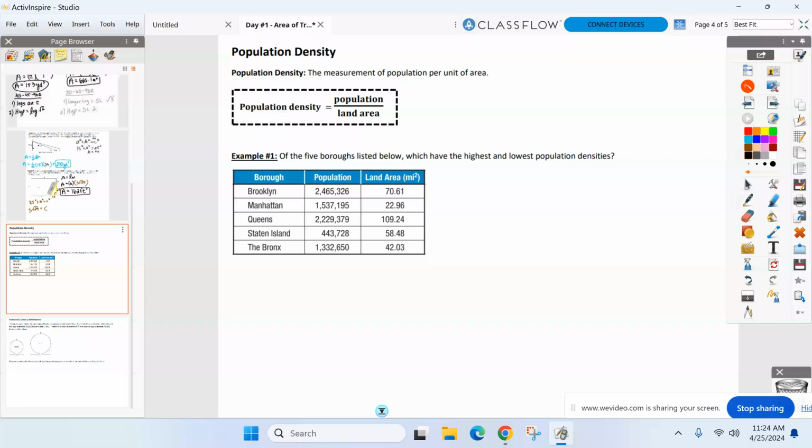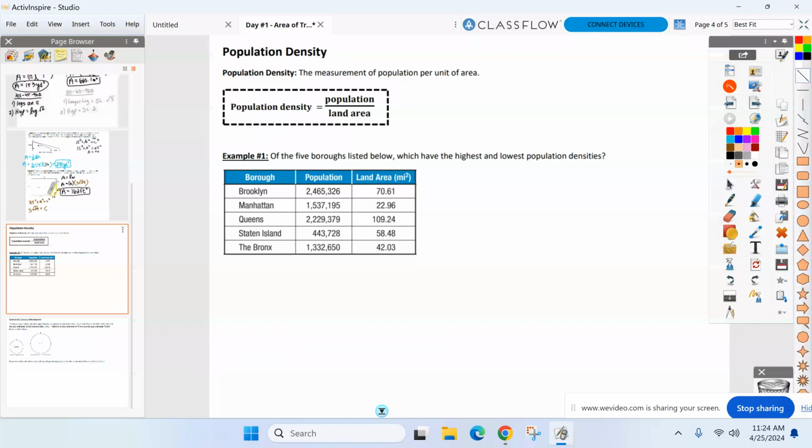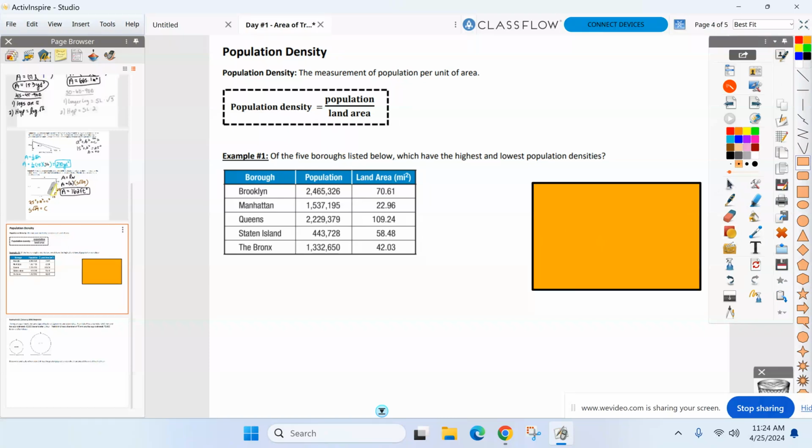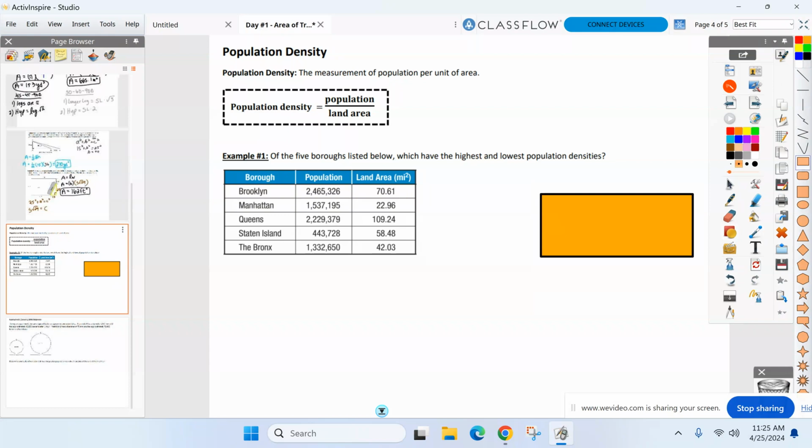All right, here we go. Population density. This is a term you haven't heard of. I have the definition up there, but it doesn't mean much. Let me show you. Don't draw anything. I just want to show you. Say I have this piece of land right here. Actually, let me make it a little smaller. Here's my piece of land.